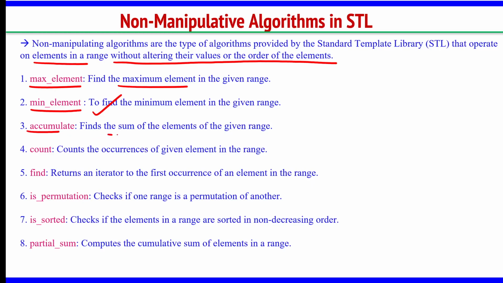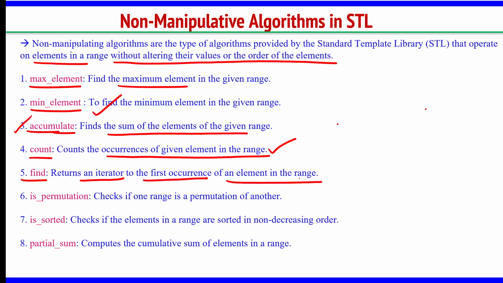Accumulate finds the sum of elements in a given range. If you want to find the sum of all the elements in an array, you can use the accumulate function. Count counts the occurrence of a given element in the range. From the beginning till the end, I want to count the number of times a given number is appearing. Next, find returns an iterator to the first occurrence of an element in the range. You have a vector or array with many numbers, and you say find of 3. For the first appearance or first occurrence of 3, it returns a pointer to that location.